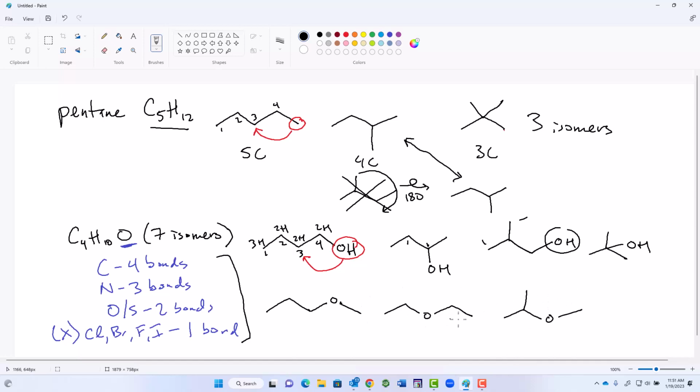And here are 7 constitutional isomers of C4H10O. And you can do this type of plucking off and moving over and rearranging what's bonded to it for any type of constitutional isomer problem that you encounter.